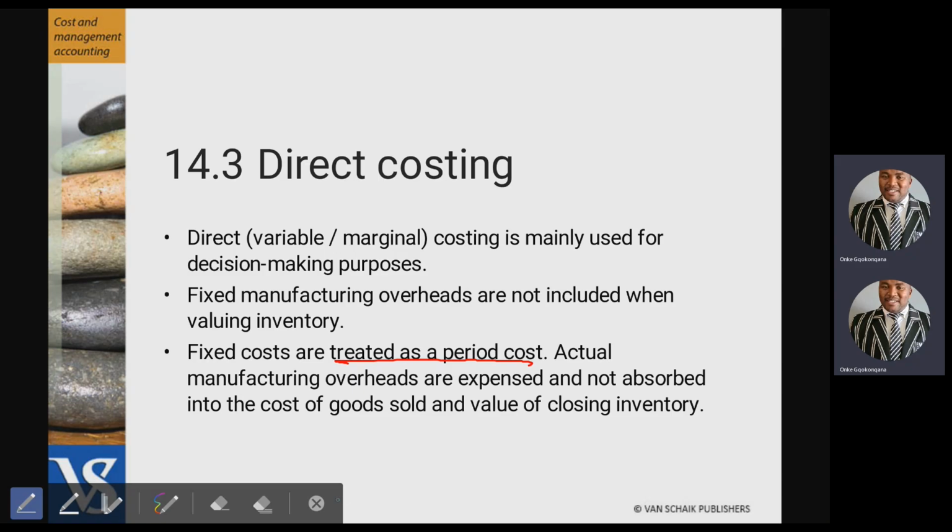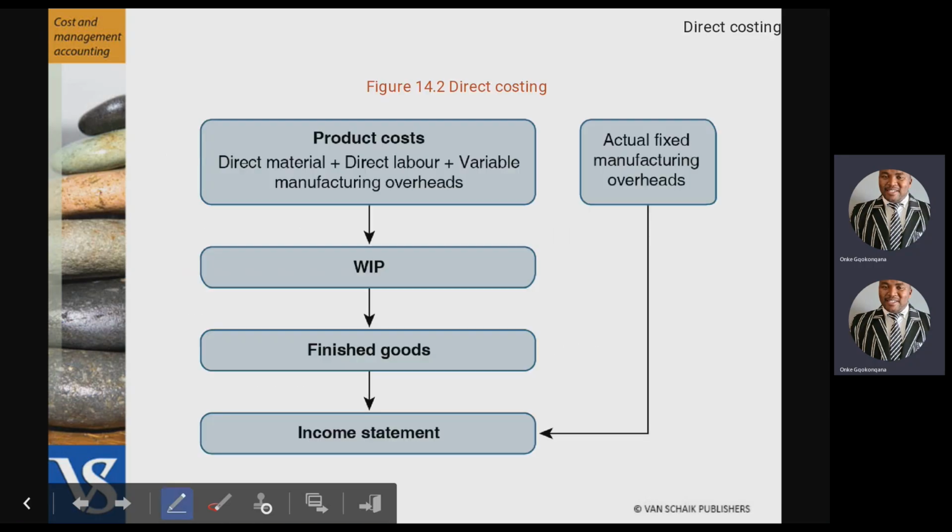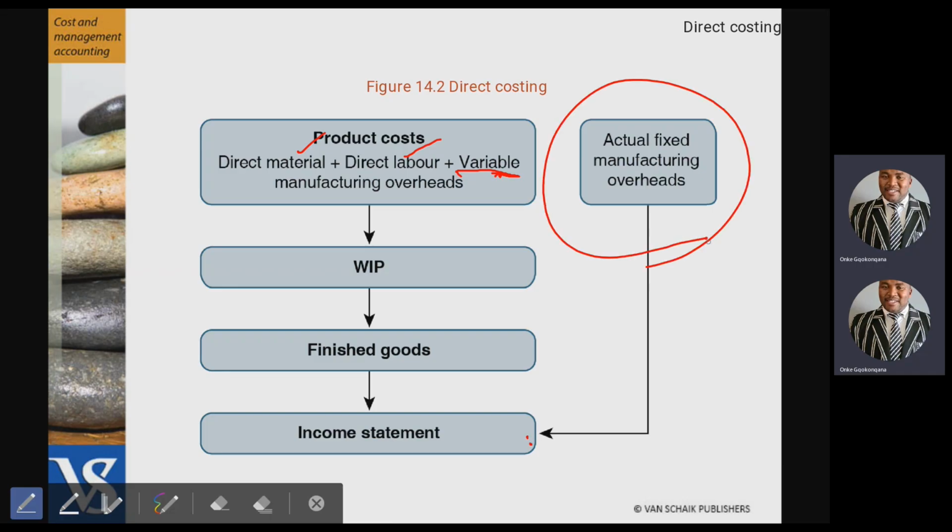So that's the difference between the two. Now look at this figure that shows how to work out your product cost under the direct method. Once again, it's your material, labor, variable manufacturing overheads. That's it. We don't have the fixed there. Then it goes to production, finished goods, and your financial statement. When you draw up your financial statement, you'll have among your expenses your actual fixed manufacturing overheads as part of those expenses. So that's the difference between the two methods.